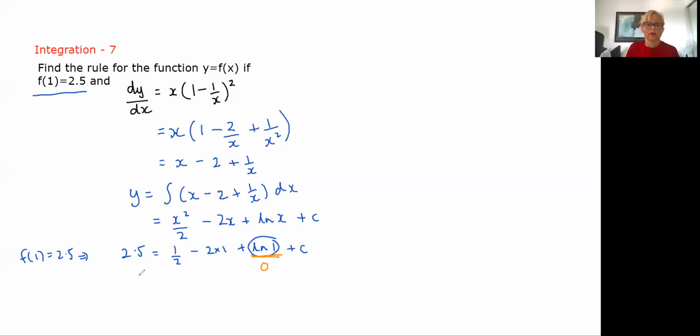So we're ending up with 2.5 is minus 1.5 plus 0 plus c. So c is obviously 4. So our function is going to be this expression here with the correct c put in there. So x squared on 2 minus 2x plus natural log x plus 4.